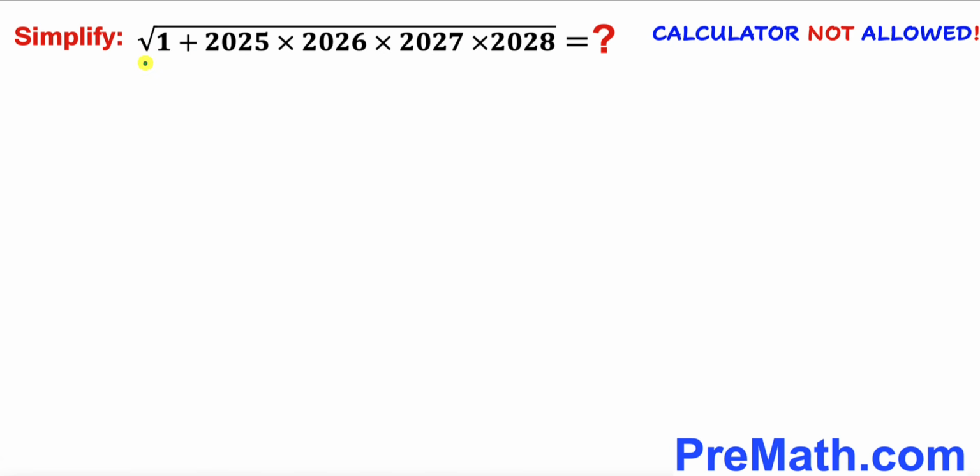And here's our radical expression, the square root of 1 plus 2025 times 2026 times 2027 times 2028. Now our task is to find the exact value of this given radical expression. And please bear in mind, we are not supposed to be using calculators of any kind.